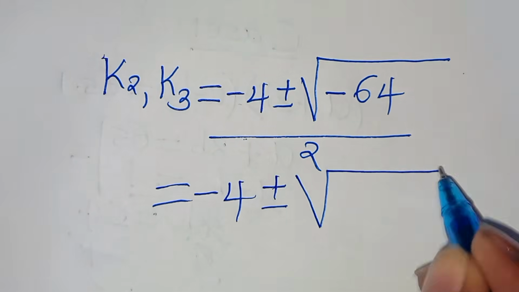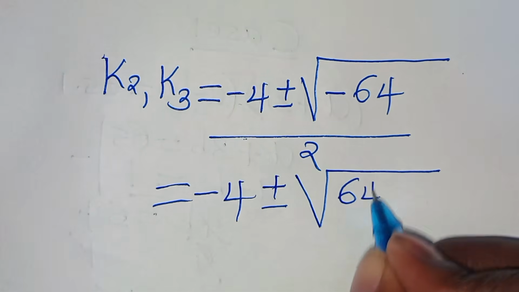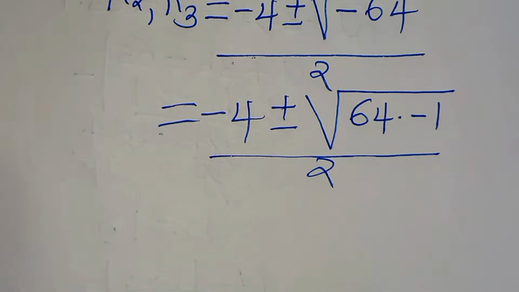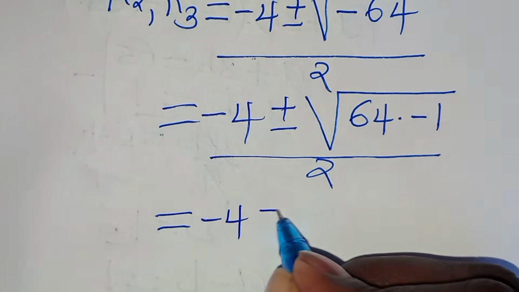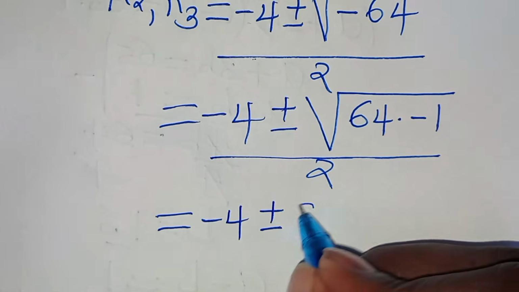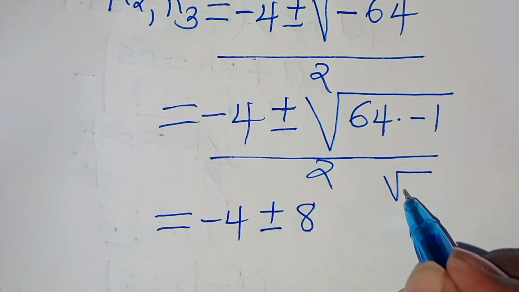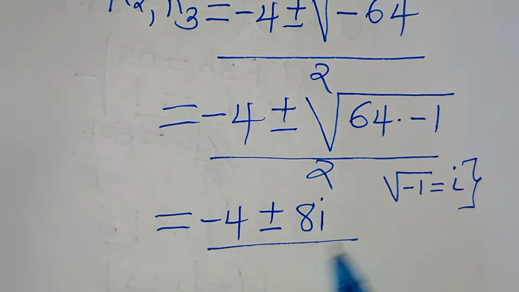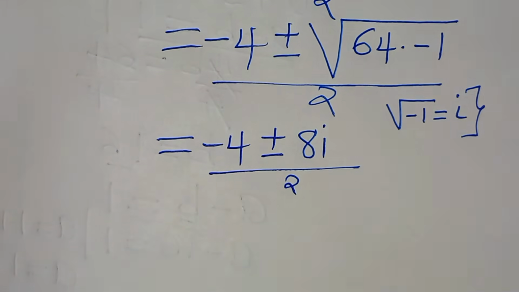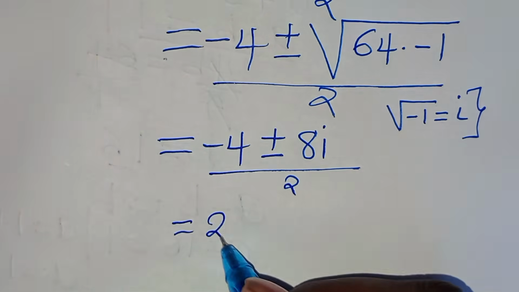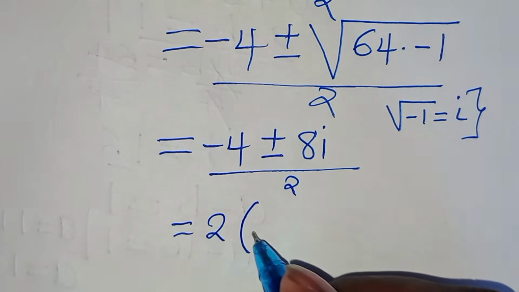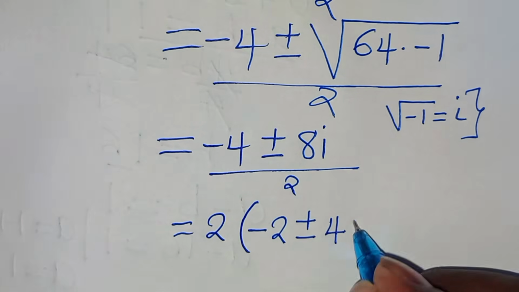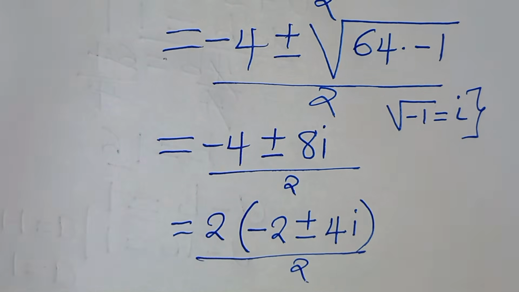We can express the square root of negative 64 as the square root of 64 multiplied by minus 1, divided by 2. So here we have negative 4 plus or minus the square root of 64, this is 8, then the square root of negative 1, this is equal to i. So we have 8i divided by 2. So in the numerator here, we have that 2 is common. So we have negative 4 divided by 2, this is negative 2, plus or minus 8i divided by 2, this is 4i, then divided by 2.